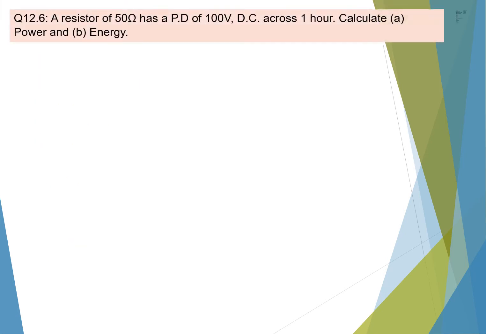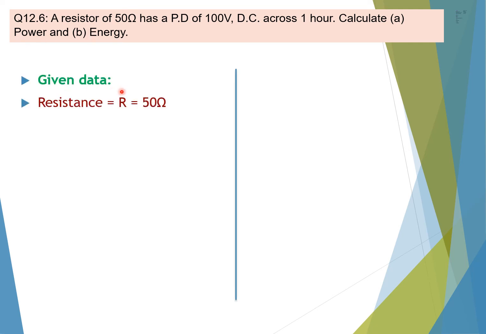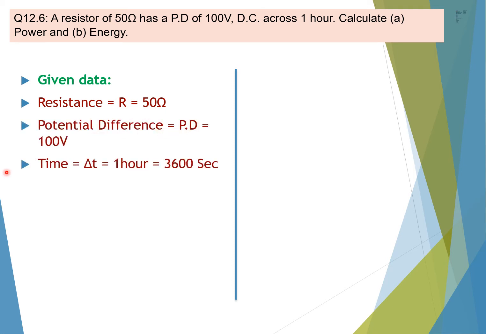Question. A resistor of 50 ohm has a potential difference of 100 volt DC across it for 1 hour. Calculate power and energy. Given data, we have resistance R is equal to 50 ohm, potential difference is equal to 100 volt, time delta T is equal to 1 hour, that is equal to 3600 seconds. We have to find out power and energy.